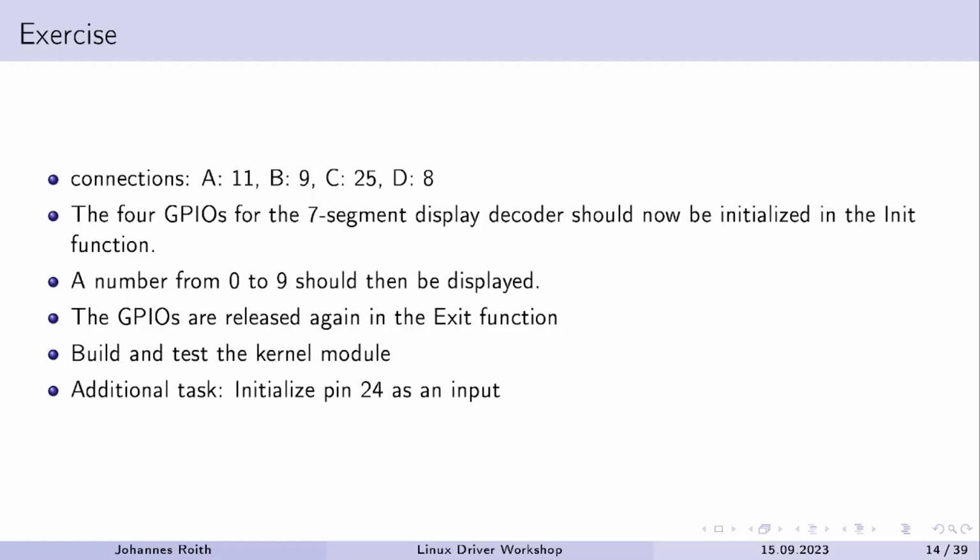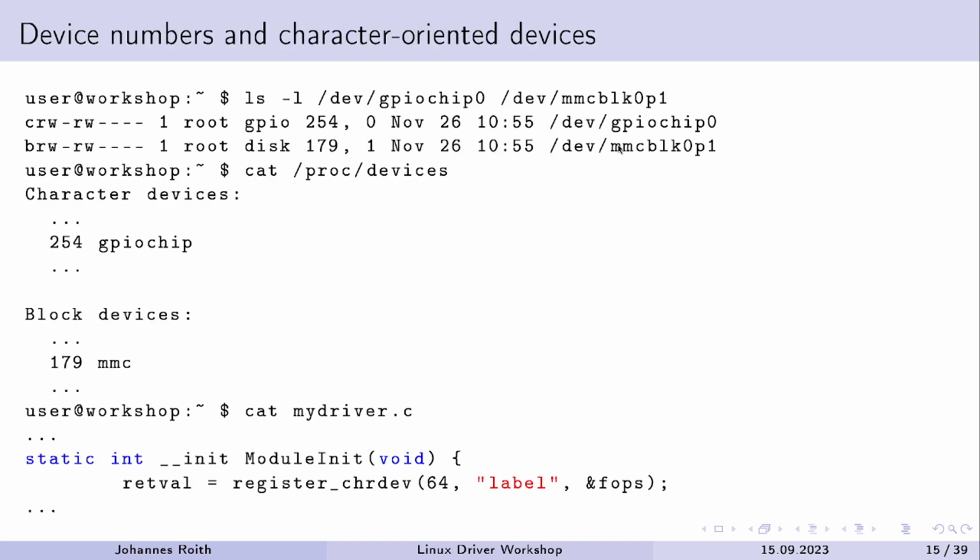Okay, so now we can successfully initialize, set and unset GPIO pins. But there is one problem. We can only do this in the init and in the exit function. And we don't have any chance to manipulate the displayed number from userspace. So this is the next thing I want to add to my driver. And we will use device files, device numbers and character-oriented devices for doing so. But first let's talk about what are character-oriented devices and device numbers.